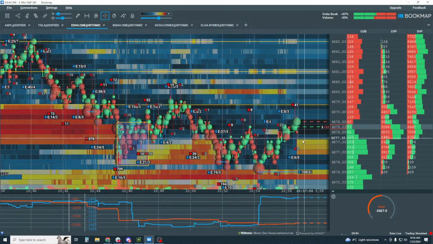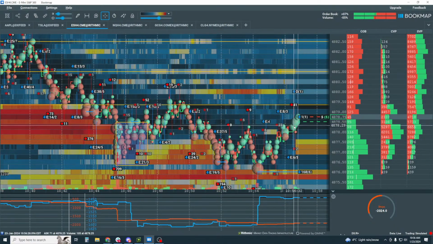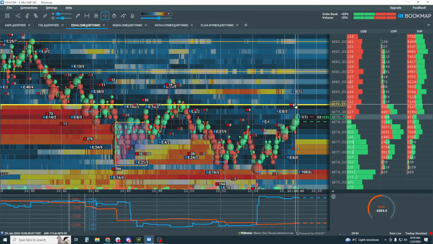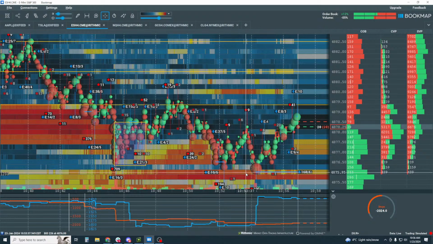Now, here's again more demand at a higher level. We're finding buyers. So I'm looking for the buyers to take it up to our 79 and maybe 80 level here.